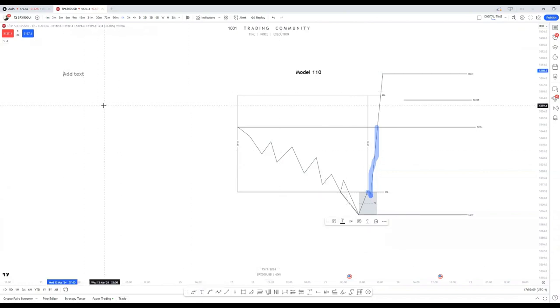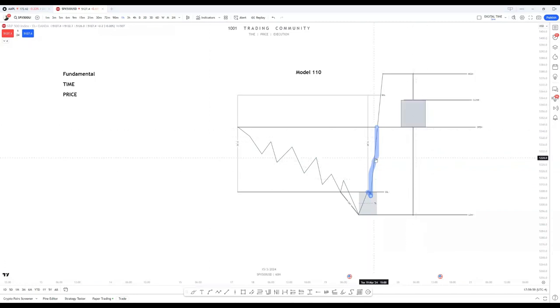So we looked at the fundamental aspect, then we looked at time, then we dissected price, the open, high, low, close candles, and what would this look like on a higher time frame? It will look something like this on a higher time frame.